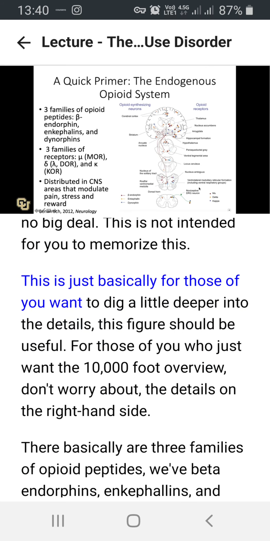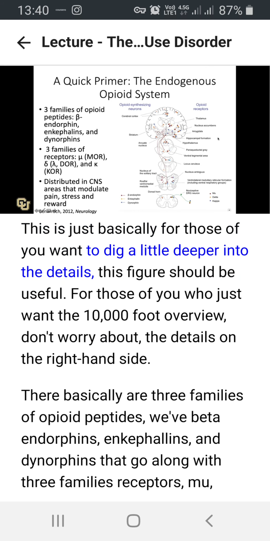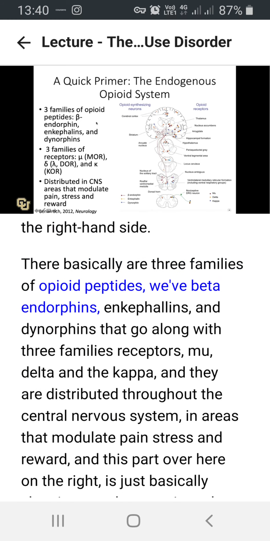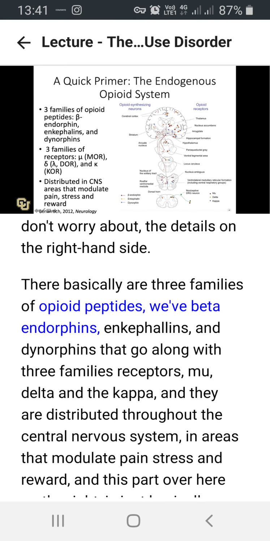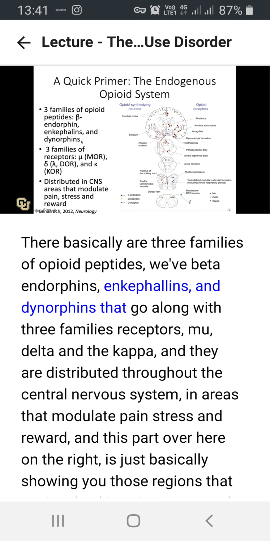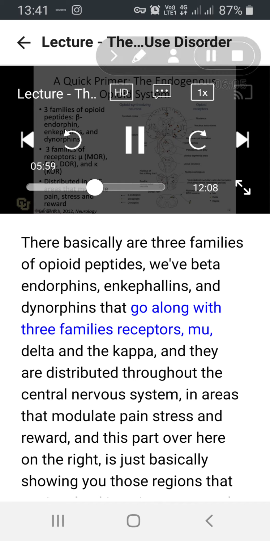This is just basically for those of you who want to dig a little deeper into the details. This figure should be useful. For those of you who just want the 10,000-foot overview, don't worry about the details on the right-hand side. There basically are three families of opioid peptides. We have our beta endorphins, our enkephalins, and our dynorphins that go along with three families of receptors, the mu, the delta, and the kappa. And they are distributed throughout the central nervous system in areas that modulate pain, stress, and reward.